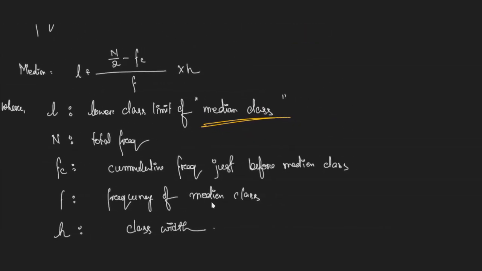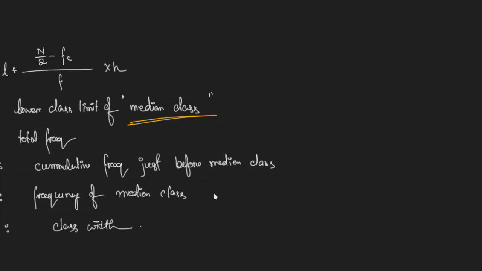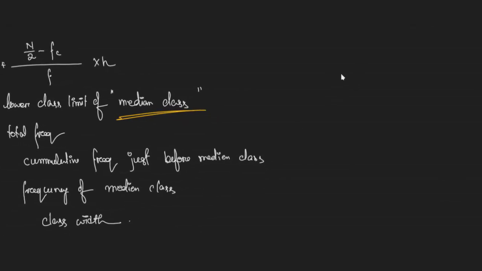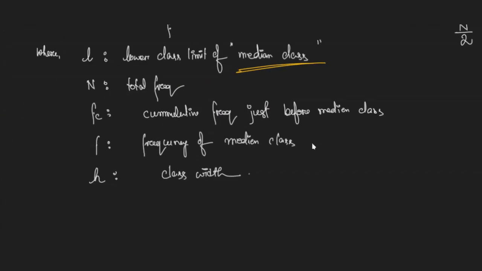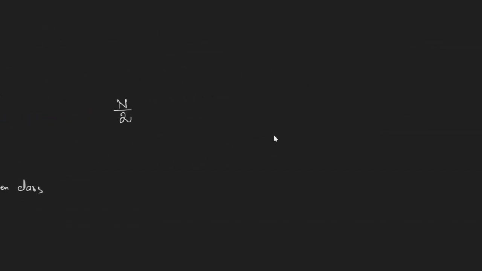Okay, so how is the median class defined? The median class is defined by the value of n by 2. Here n is the total frequency. So this formula is basically for grouped data, where we have classes like 0 to 10, 10 to 20, 20 to 30 etc. These are class limits, right?